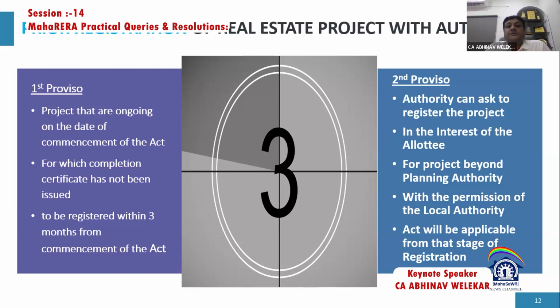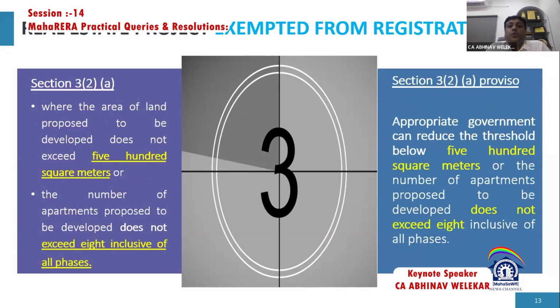Then the second proviso says that the authority can ask to register a project in the interest of the allottee, for projects beyond the planning area, with the permission of the local authority. So this situation doesn't arise in Maharashtra, as I had already told you that the complete Maharashtra comes under the planning area. Section 3(2)(a) specifies the exemptions.